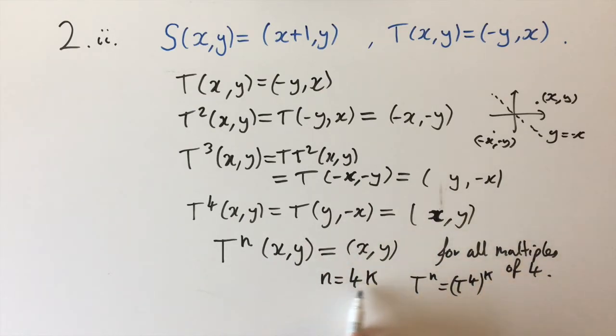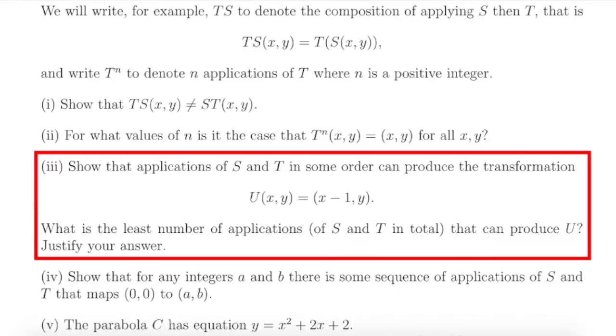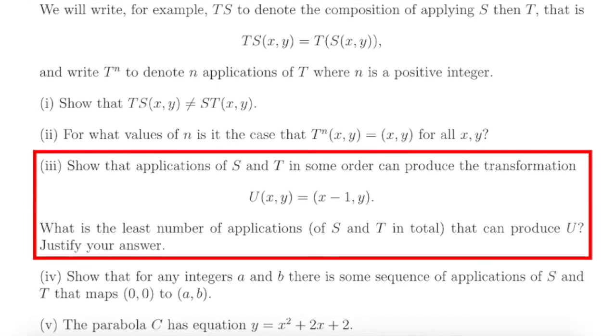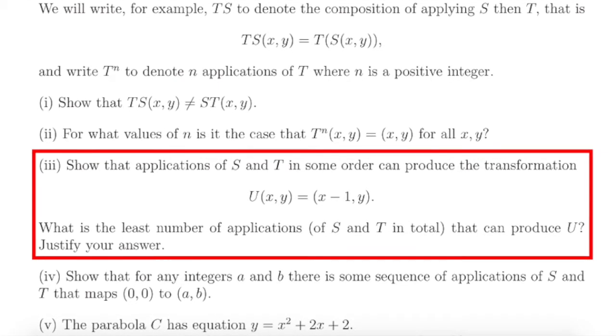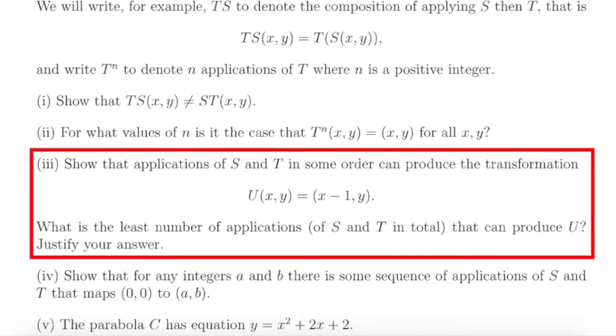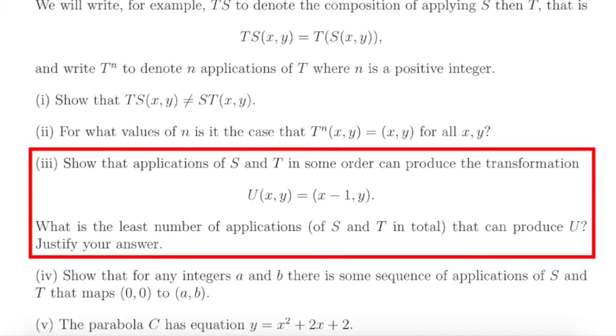So this is the answer, whenever n is a multiple of 4. Okay, so we've done parts 1 and 2. Now let's look at part 3. So this is asking us to find a transformation U that is composed of S and T, which is an inverse of S. So this is a shift to the left by 1.